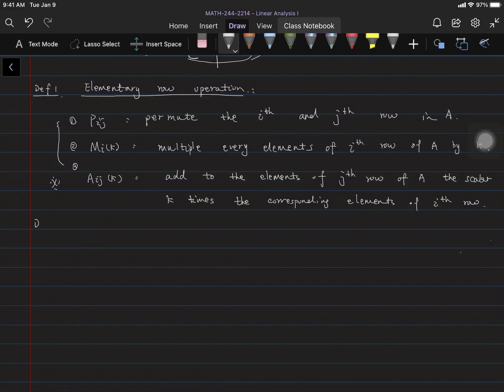Definition 2. Let A be an M by N matrix. Any matrix obtained from A by elementary row operation is said to be row equivalent to A. That means if for a given matrix A, we do several row operations and we get another matrix B, those two matrices are said to be row equivalent.